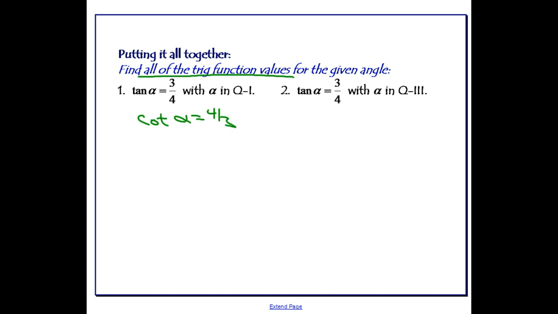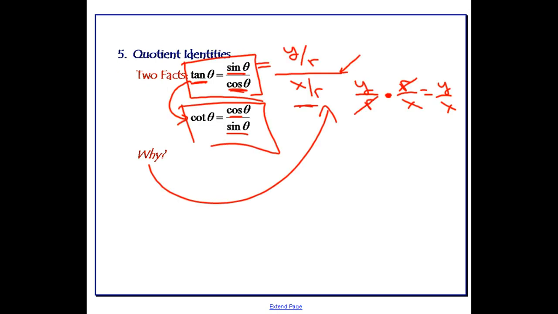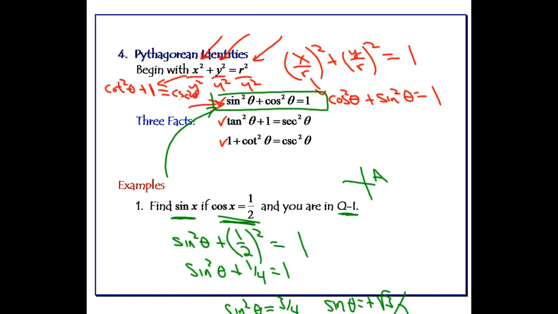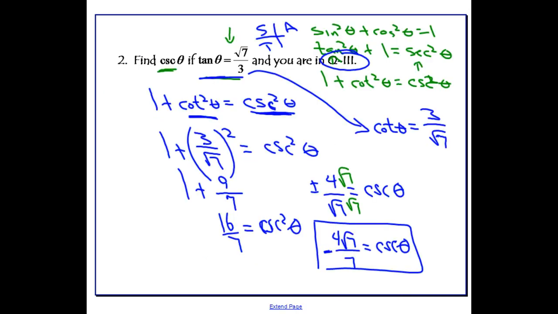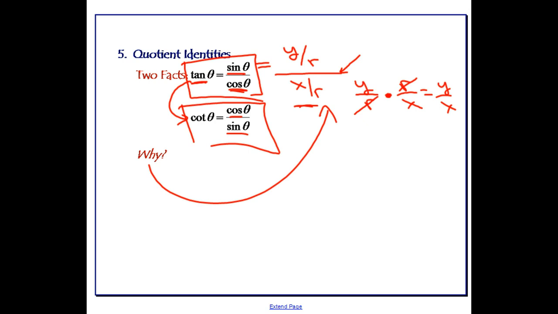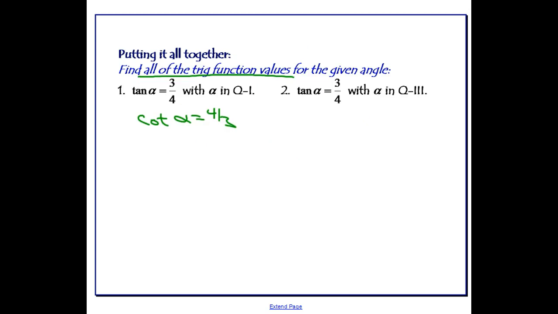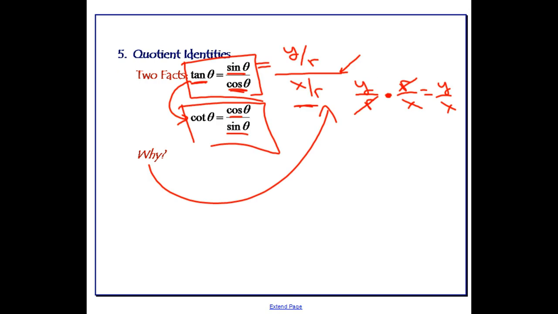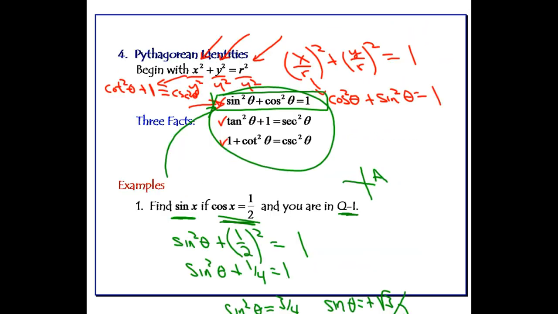So maybe I look at my Pythagorean identities, and I remind myself what those are again. Back here, your Pythagorean identities. Since they gave me the tangent, I think I'll use one with the tangent in there, and it was tangent squared plus 1, or 1 plus tangent squared. It doesn't really matter, but just so I'm consistent here.